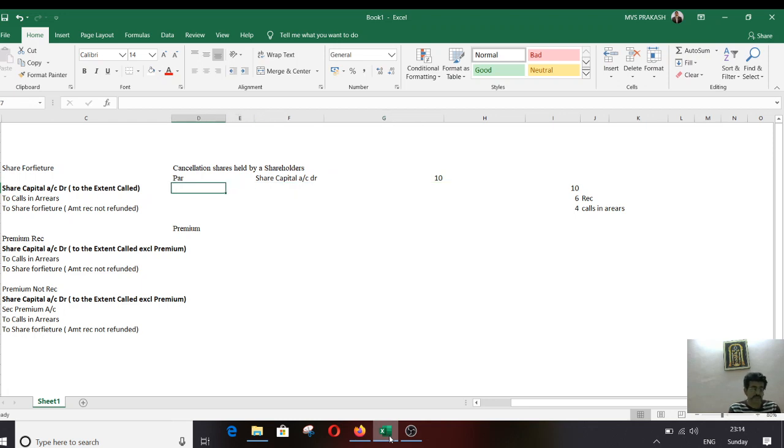Then why am I cancelling? Because you failed to pay the 4 rupees. That is the reason I am going to cancel. Whatever amount you had already paid, I am not going to refund. So this is my capital profit, and being a capital profit I will transfer this to share forfeiture account. That is the entry which happens when the shares are forfeited.